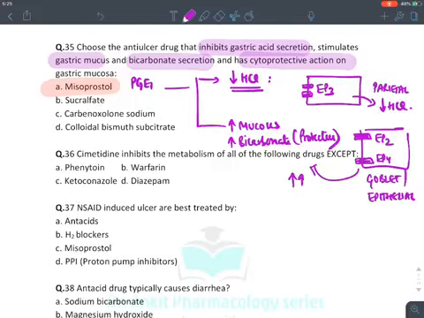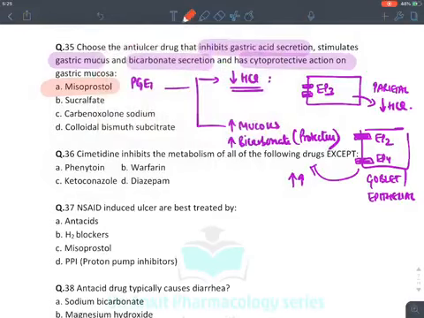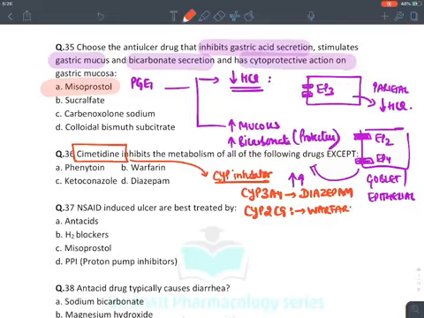Okay. Now cimetidine inhibits the metabolism of all of the following drugs except. Now the point is, you have to remember that cimetidine is a CYP inhibitor. Which CYP? Remember CYP 3A4 and CYP 2C9. Now CYP 3A4, remember benzodiazepines like diazepam get metabolized. CYP 2C9, warfarin and phenytoin get metabolized.